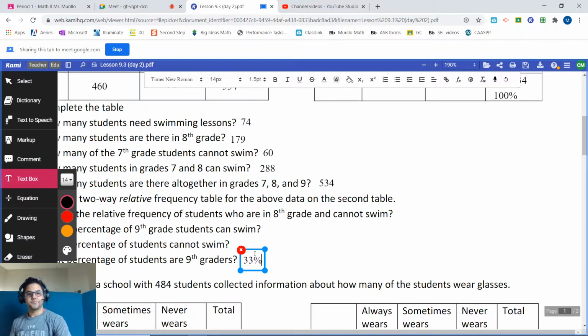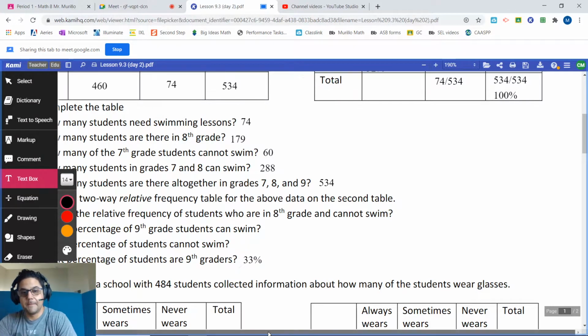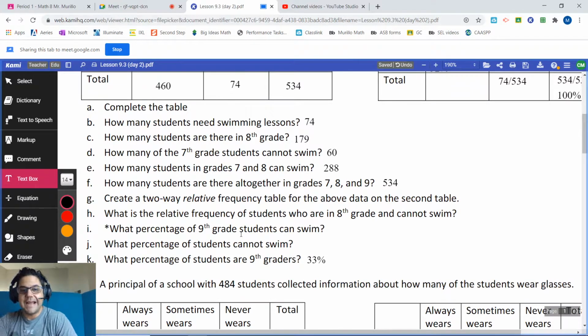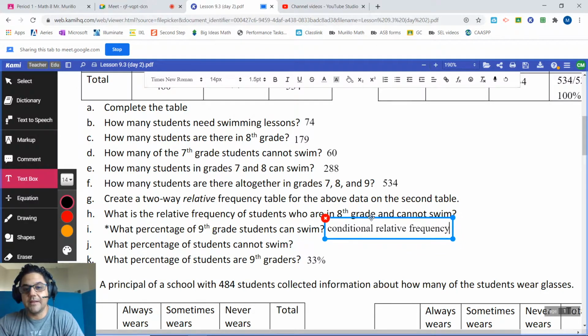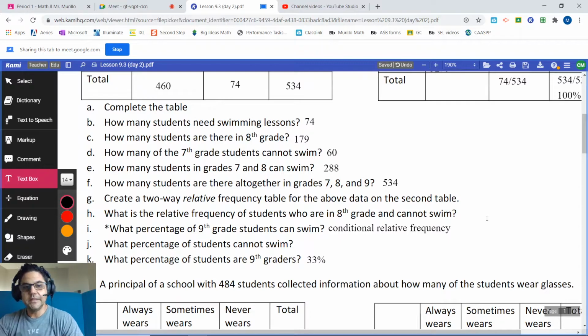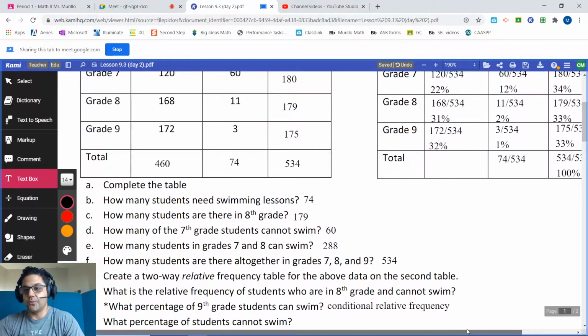All right, back to the letter I. What percentage of ninth grade students? So if you notice, all of these other percentage questions, we're talking about what percentage of students. That's the grand total. What we're talking about here is not the grand total. So this, again, is a little asterisk telling you to think about the conditional relative frequency. And the conditional is the one that's just a little bit more difficult. And again, we're not going to be using the grand total for that.